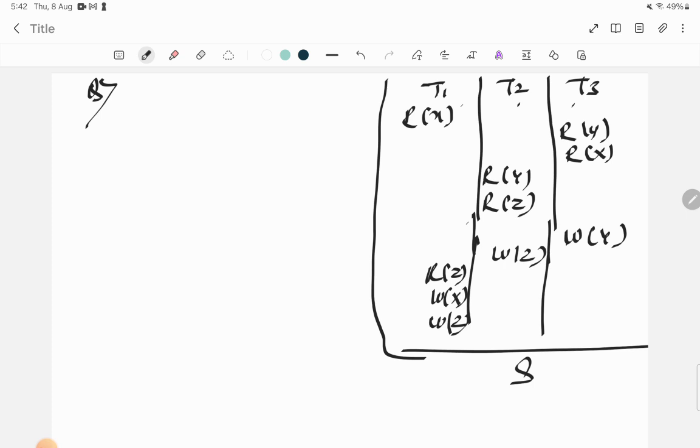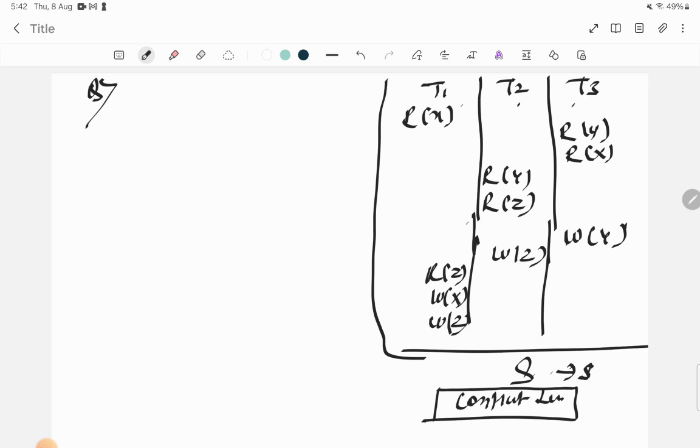Now we have to check whether this schedule is conflict serializable or not. If it is conflict serializable, then after checking we can get an equivalent serial schedule for this. You can see this is a non-serial schedule. So first of all, let's check whether it is conflict serializable or not.